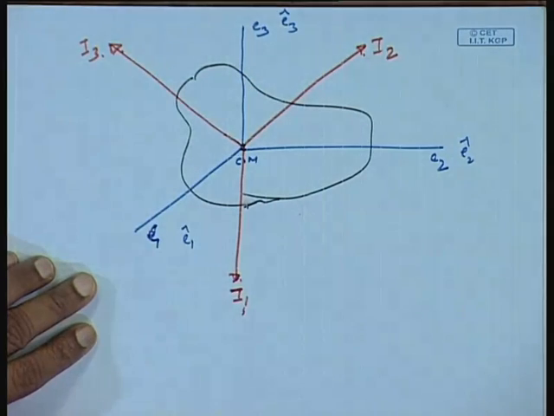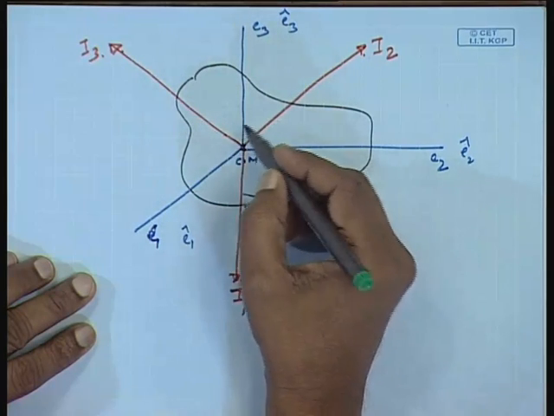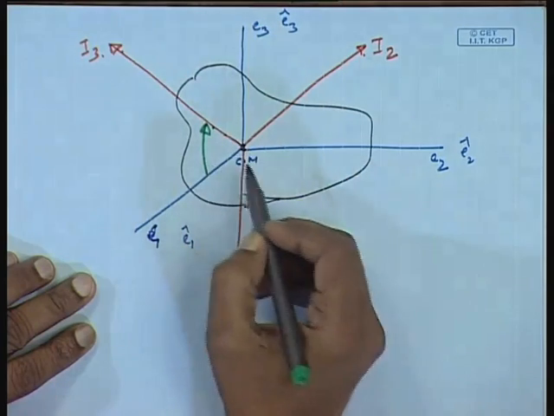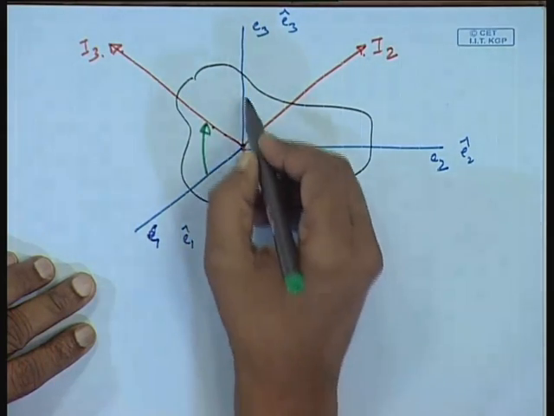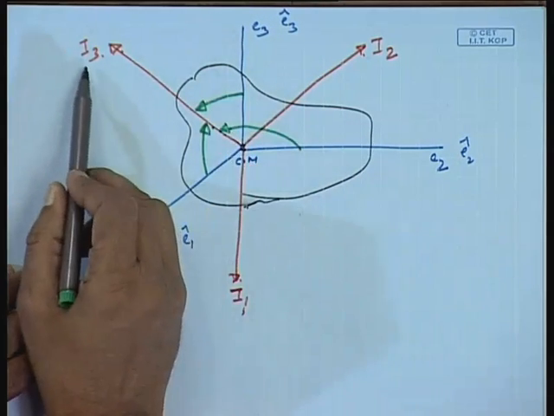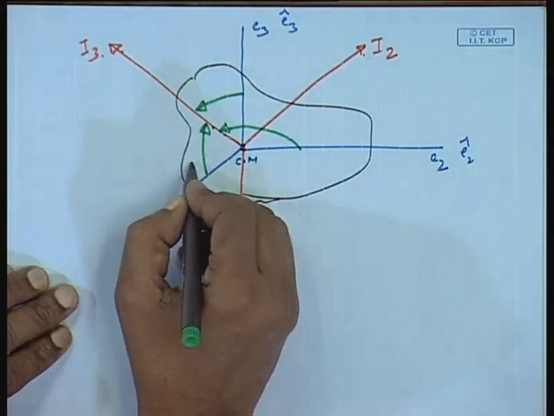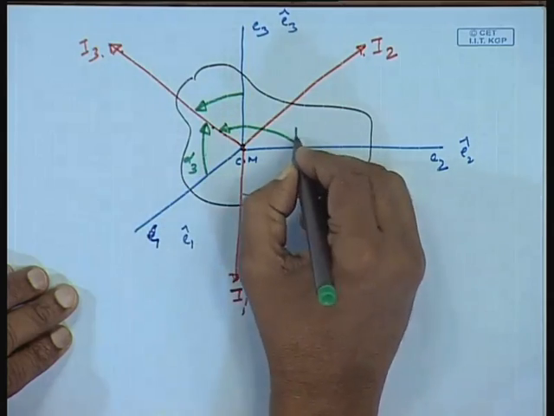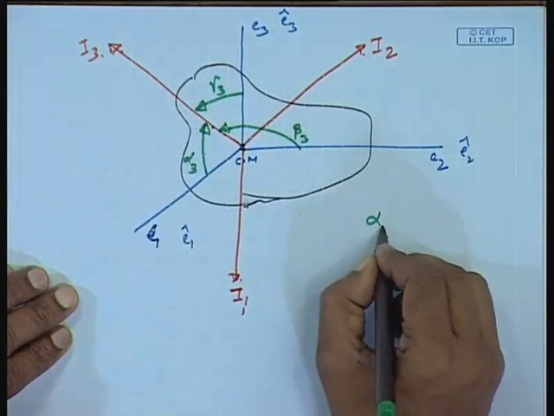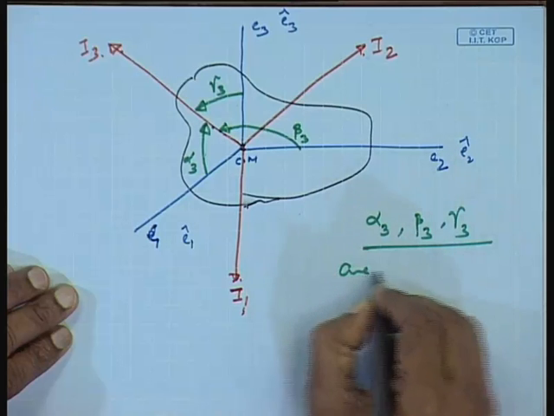Now, you can see from this figure that the orientation of, say, the I 3 can be defined using the angles: this angle from here to here, the angle from here to here, and the angle from here to here. So, defining these 3 angles is required, and let us say that this angle is alpha 3, this is beta 3 and this is gamma 3.